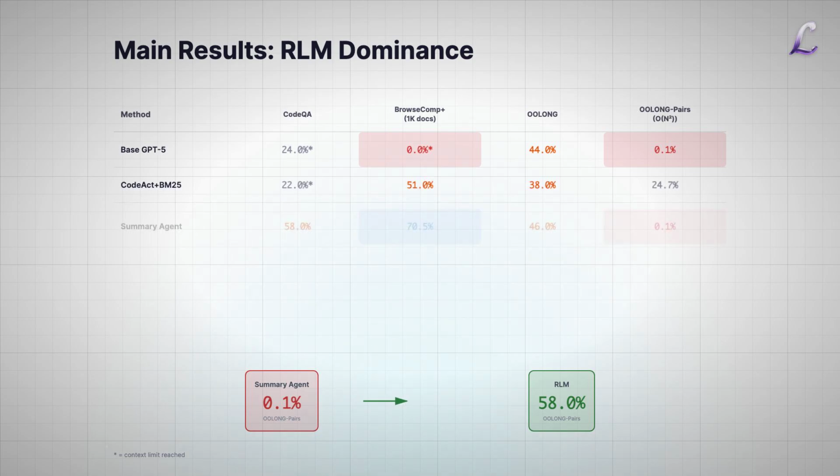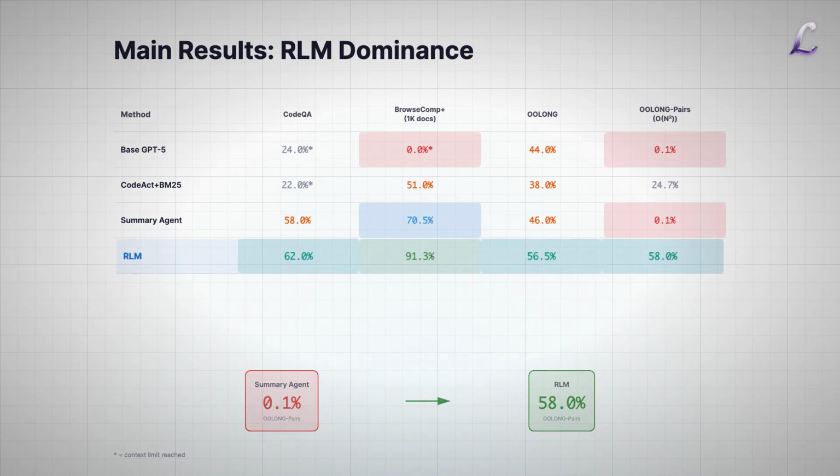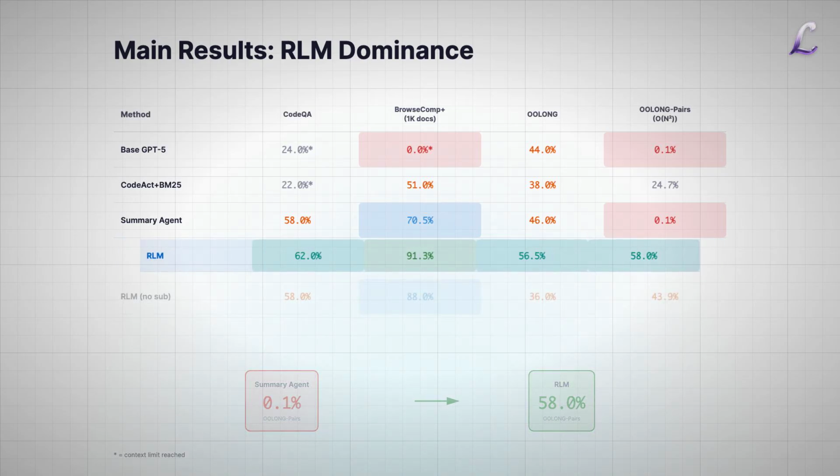Even without recursion, just using the REPL gives a boost. But look at the gap. Adding recursive subcalls drives a 14-point jump on the hardest tasks. Compare that to the summary agent baseline, which tries to compress chunks. It fails catastrophically at 0.1% on OOLONG-Pairs, because lossy compression deletes the specific details needed for pairwise comparison.